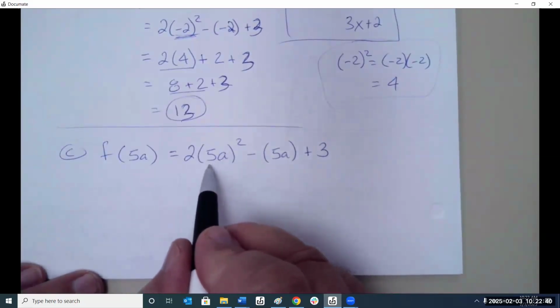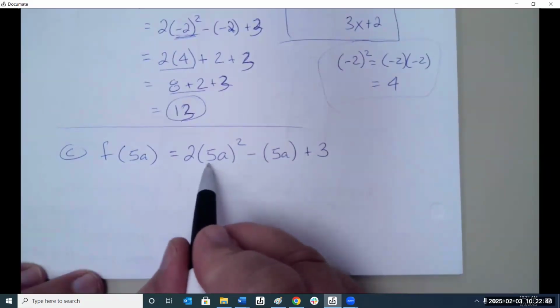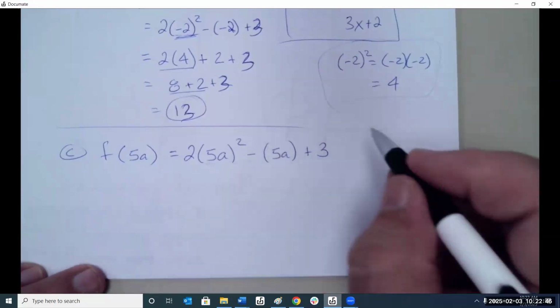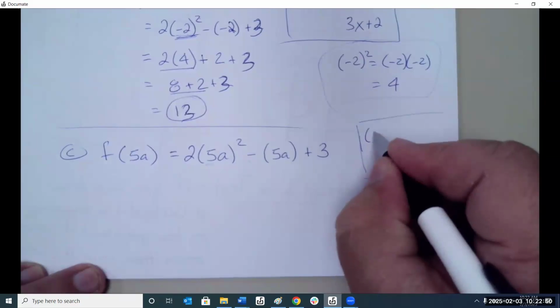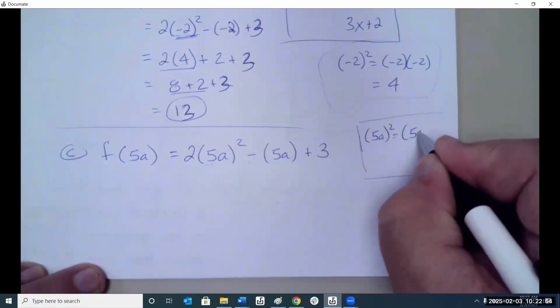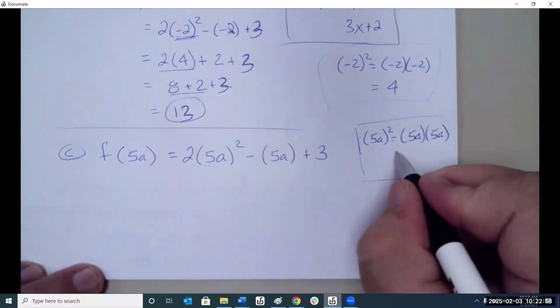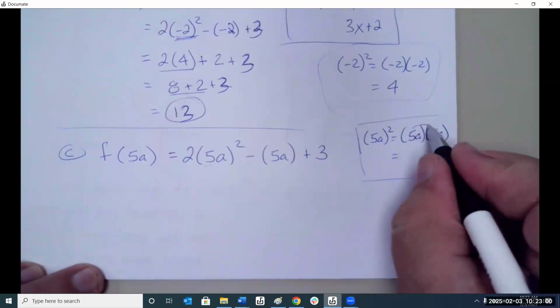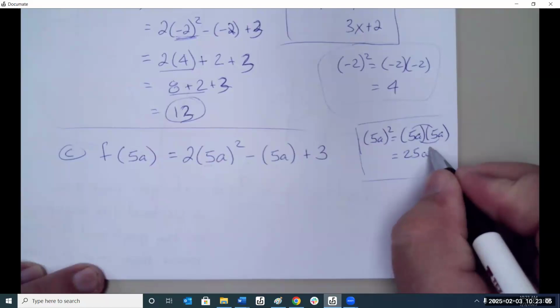So what do we do? We can't do anything inside the parentheses. What do we do with this one? The rule here, we have 5a squared, which means it's 5a times 5a. 5 times 5 is 25. A times a is a squared.